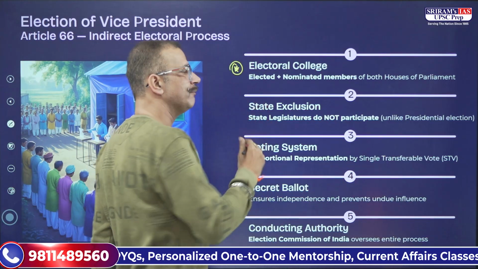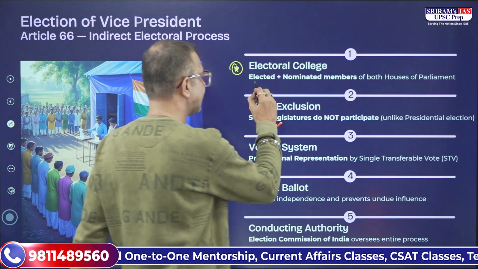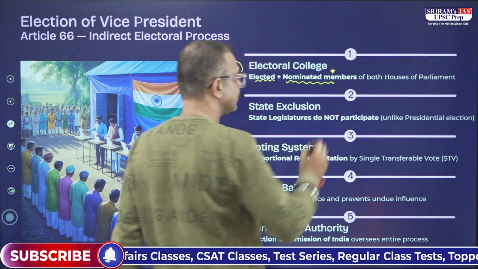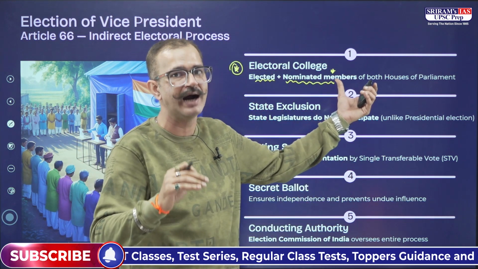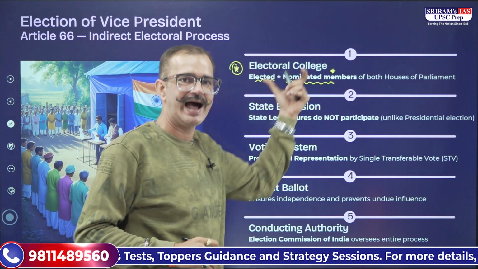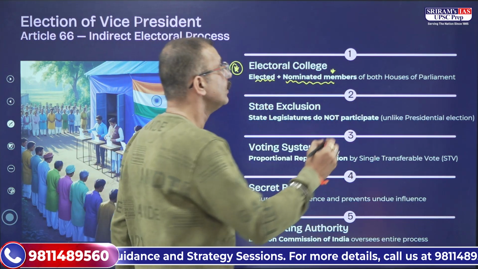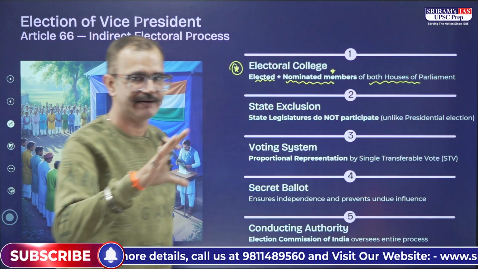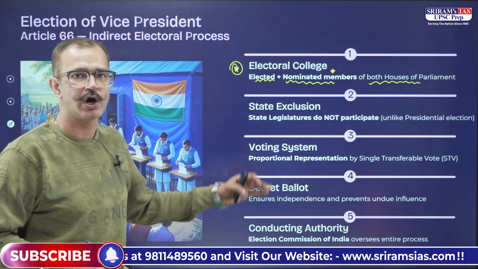Please note over here that in the electoral college, they are elected as well as nominated members. All right, the nominated members, they do not take part in the election of President. But for the Vice President, we have elected and nominated members of both the houses of Parliament. There is no state legislative assembly that takes part in the election of the Vice President.